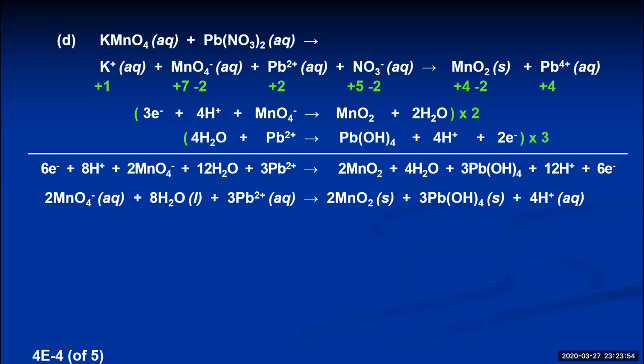But they said the solution's basic, so you cannot have hydrogen ions in a basic chemical reaction. So we've got to switch these hydrogen ions into hydroxides, and we do that by adding this number, 4 hydroxides, to both the left and the right side of the equation.